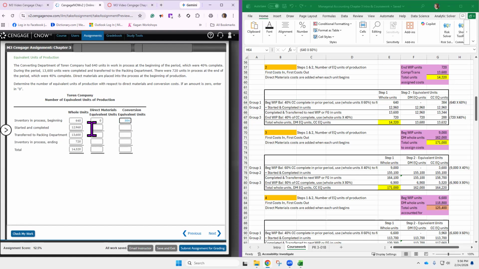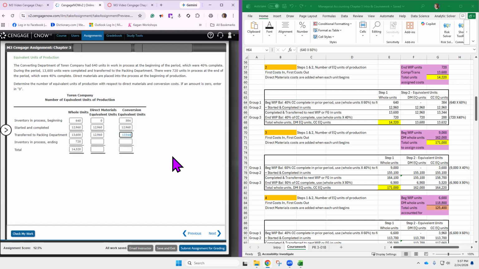The nice thing about started and completed is it is the same for both direct materials and conversion, because if they weren't completed, they wouldn't go out. And once they are, then you're going to add down to get transferred to packing. So we just add down, and 13,344. Okay, now we're in ending inventory. Let's read what it says. So we've done group 1 up here, group 2, and group 3.